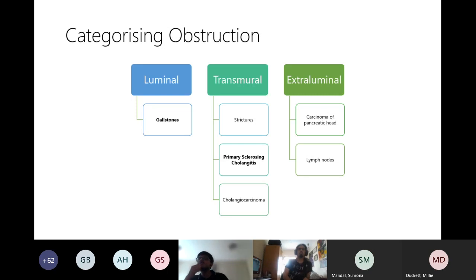Exactly. And what kind of things can put pressure on the duct from the outside and cause an obstruction via that mechanism? We've talked about one of them already. So pancreatic tumors, more commonly the pancreatic head tumors will do it. What else? There's one other big category of things that can do it. They are found all around the body and can enlarge in certain conditions. Yeah, lymph nodes. Yeah, exactly.